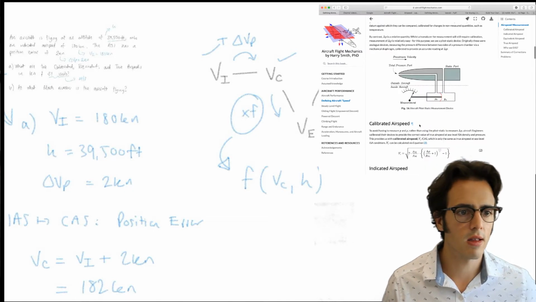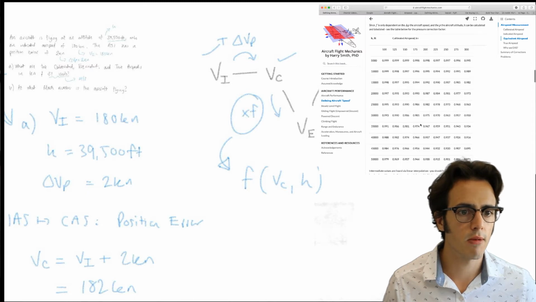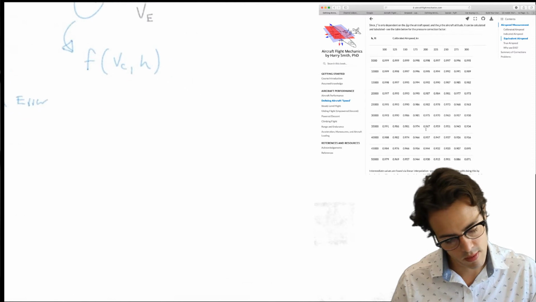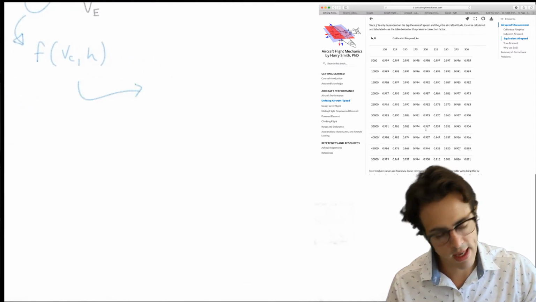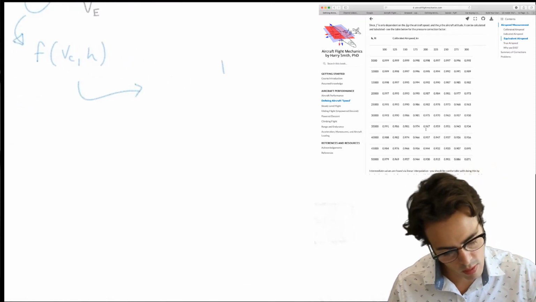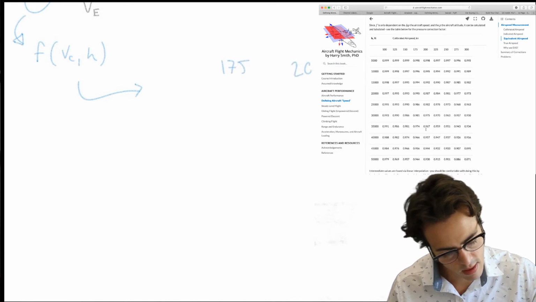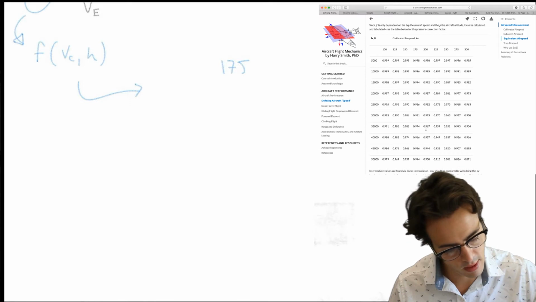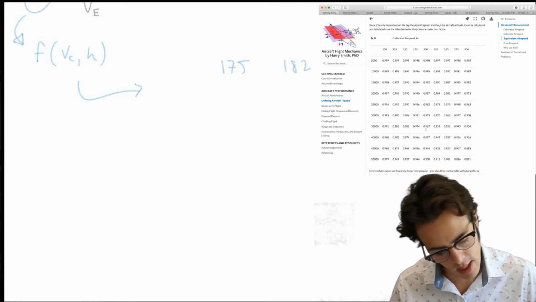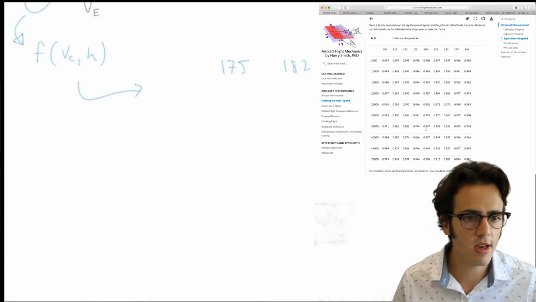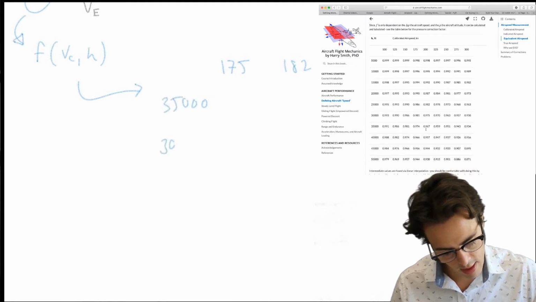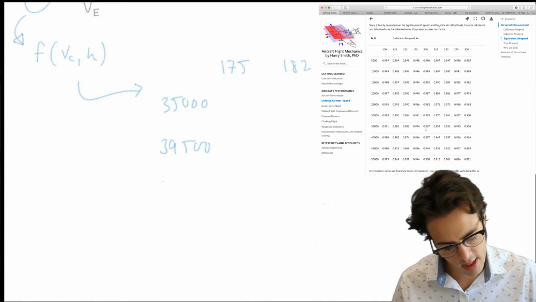Let's do this by hand then, and then we can confirm. So we're looking for between these values here. So let's work out those. Let's write out this subset of the table. We've got 175 and 200. Let's make a little bit of space because we're going to put 182 here. And then the altitudes we've got 35,000. I'm going to put 39,500 here and 40,000 here.